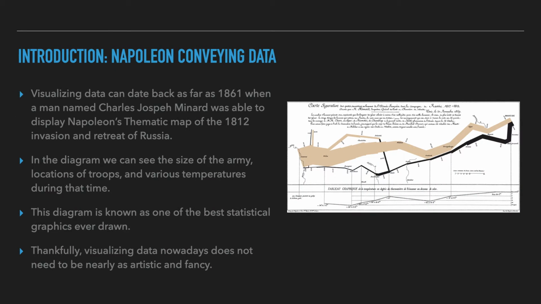Napoleon conveying data. Visualizing data can date as far back as 1861, when a man named Charles Joseph Menard was able to display Napoleon's thematic map of the 1812 invasion and retreat of Russia. In the diagram, we can see the size of the army, locations of troops, and various temperatures during that time. This diagram is known as one of the best statistical graphics ever drawn. Thankfully, visualizing data nowadays does not need to be nearly as artistic and fancy.